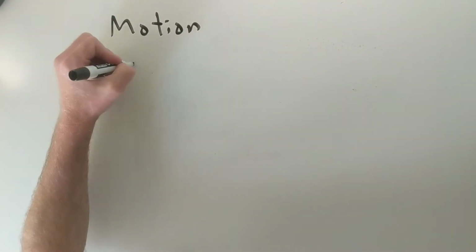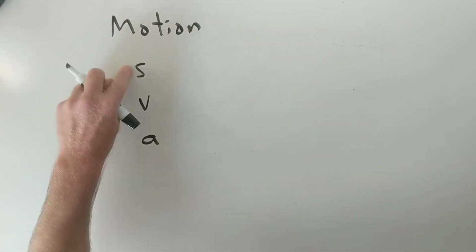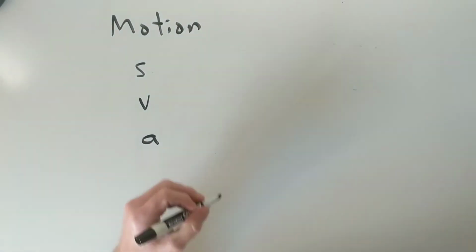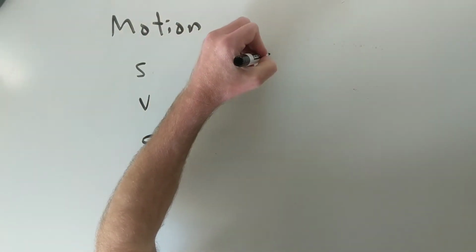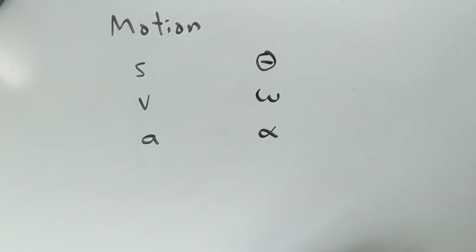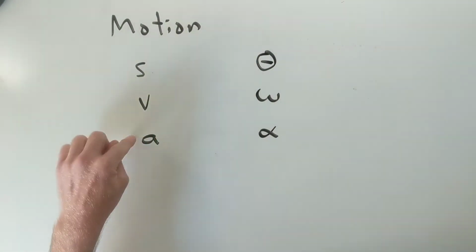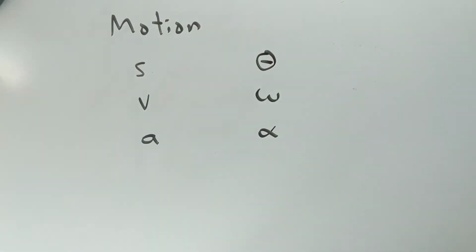So the first part was describing motion that moved in some kind of circular pattern. Normally we would describe things with position, velocity, and acceleration, and we use S for position because it's really arc length here. Now we describe things with theta, omega, and alpha. This is position, that's angular position. This is velocity, that's angular velocity. This is acceleration, that's angular acceleration.